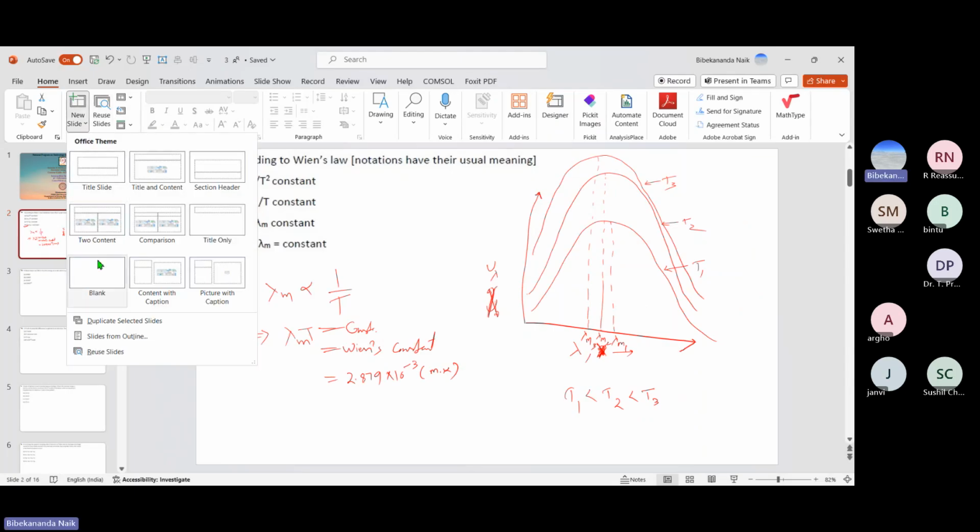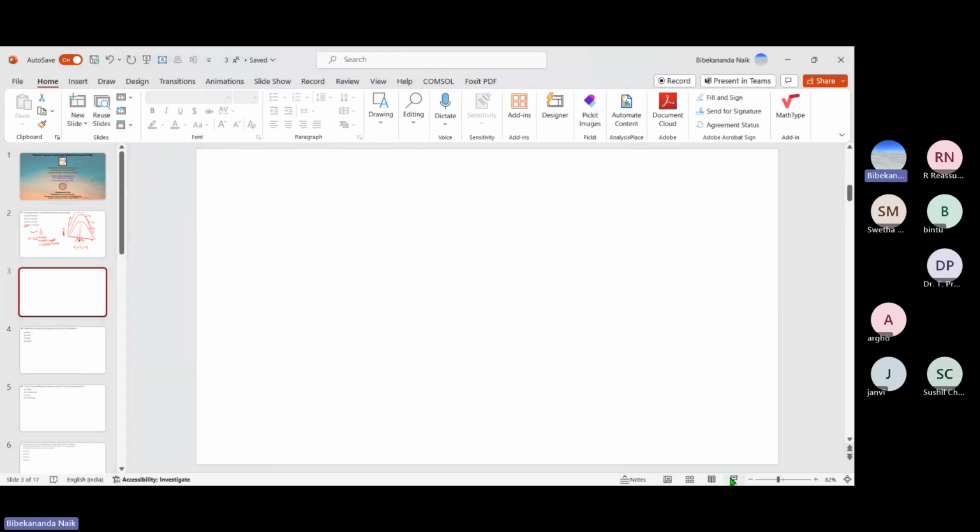So I will ask you one more question. Suppose there are 4 graphs. This is option A, this is option B, this is option C, this is option D. So there are 4 graphs between T and lambda m, all based on Wien's law only.